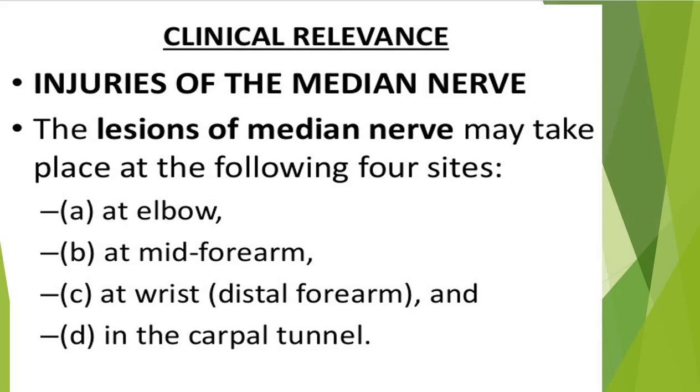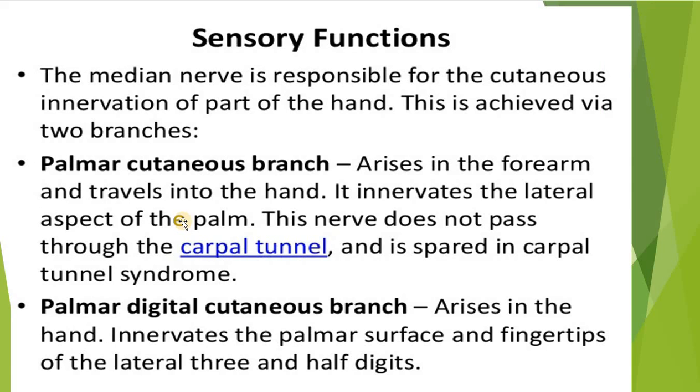We'll see the clinical relevance of the median nerve. The lesions can happen at four sites: one is at the elbow, mid forearm, wrist and distal forearm, or at the level of the carpal tunnel. Now the sensory function. We'll see about the sensory functions and slowly move to the clinical relevance.